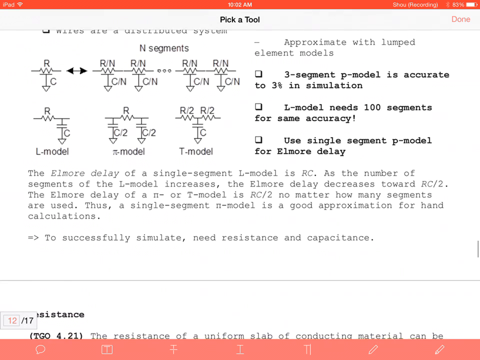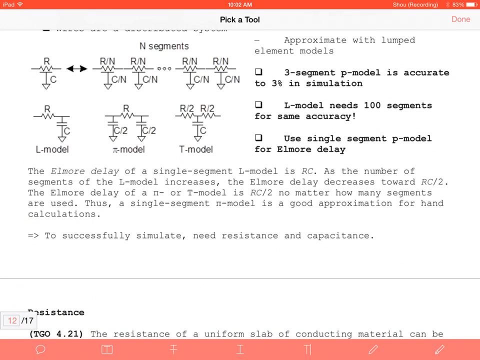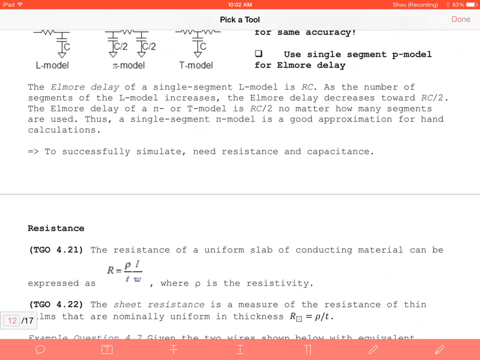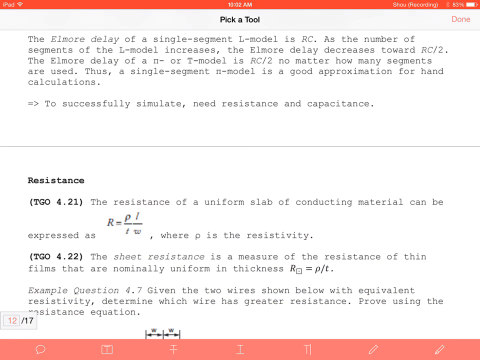And so I already talked about the Elmore delay here. Basically, we're going to be going through resistance and sheet resistance. Then we're going to do an example problem where we combine the resistance and sheet resistance of the wire with the capacitance and crosstalk to determine how much power is being consumed by these interconnects.